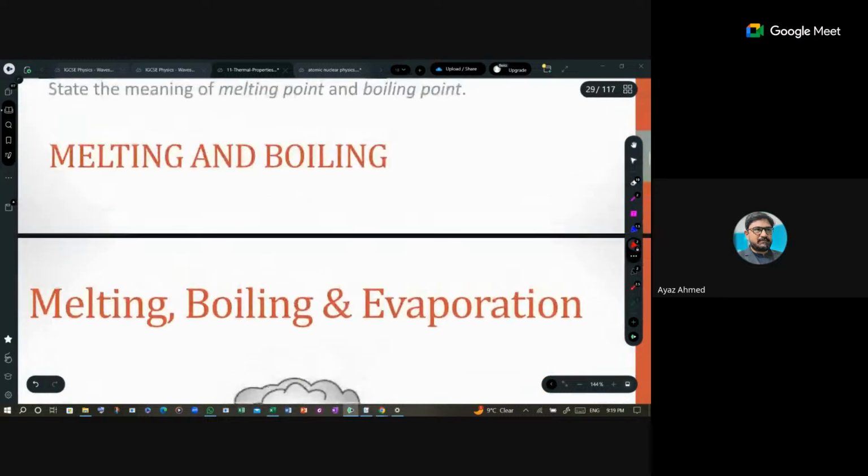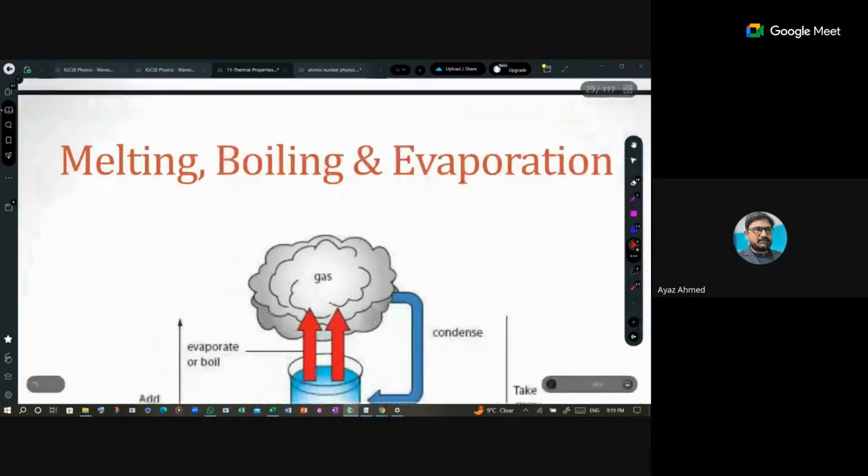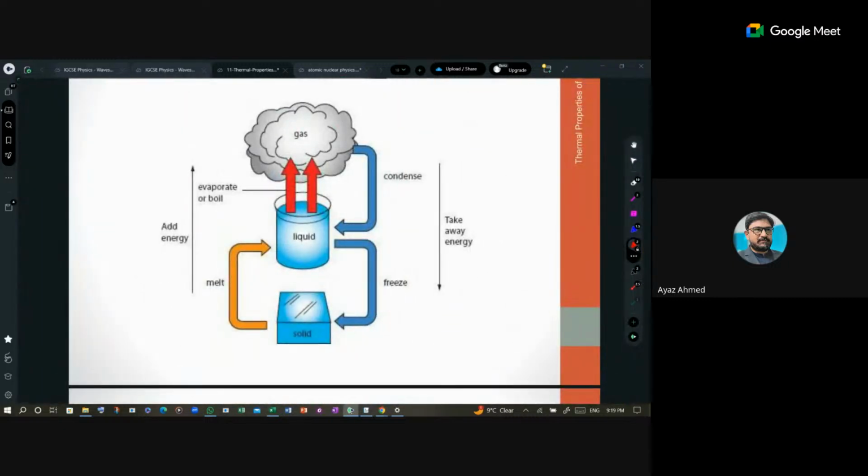So first I have to talk about what melting, boiling, and evaporation are, how these three things are different. When the objects are converted from solid to liquid, this is called melting, and when it is reversed, it is called freezing. And when the objects are basically evaporated or boiled, it is called boiling or evaporation. I will tell you about the difference. What is the difference between evaporation and boiling?